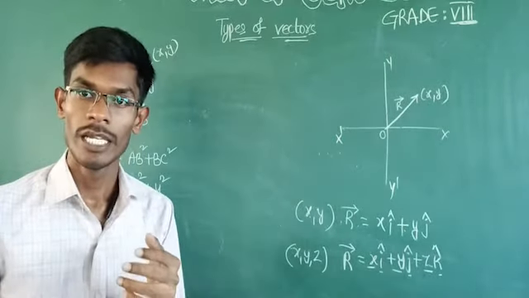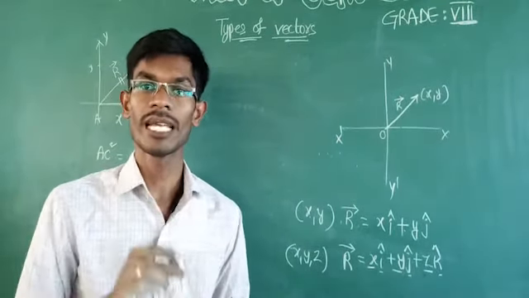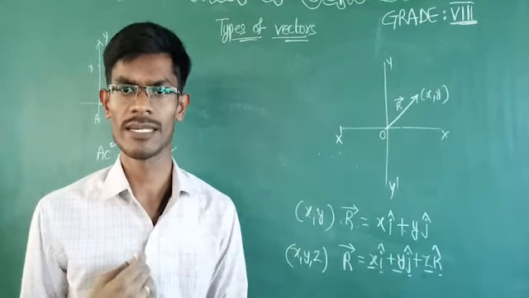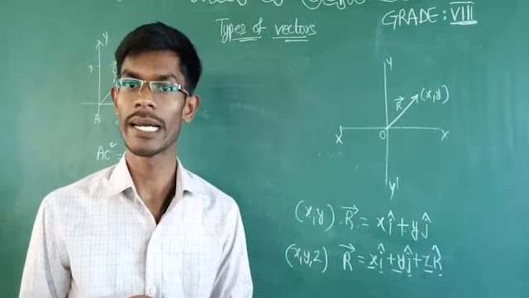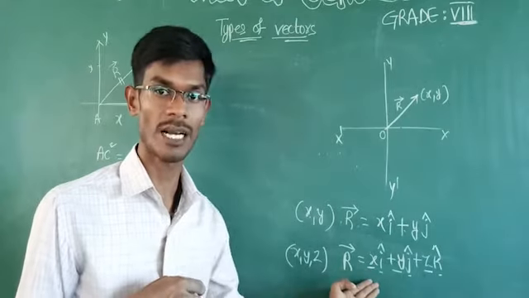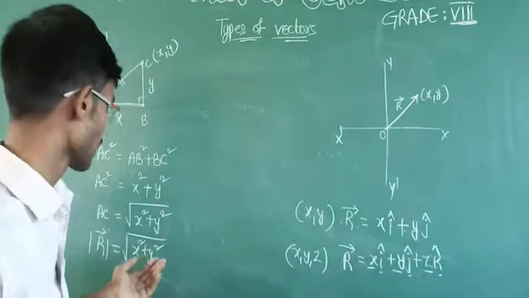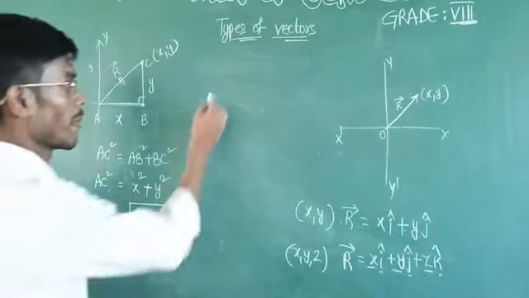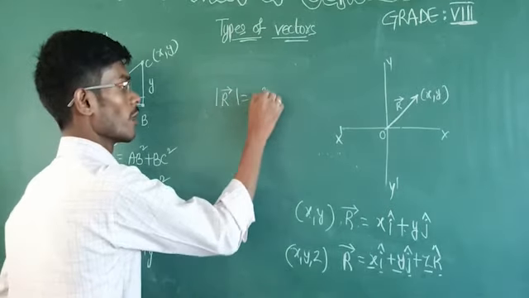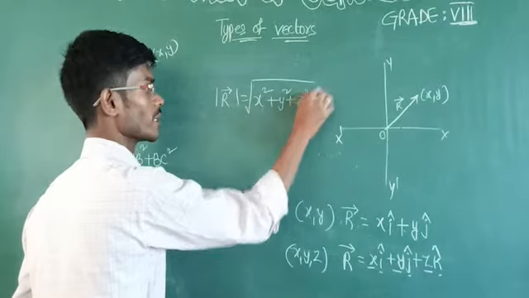But if they have given that from the final point he is climbing a pole of some distance, then one more dimension is added, right? That is the z dimension. That time we will get R bar is equal to x i plus y j plus z k. So whenever the third dimension comes, the magnitude of R bar is equal to root over x square plus y square plus z square.